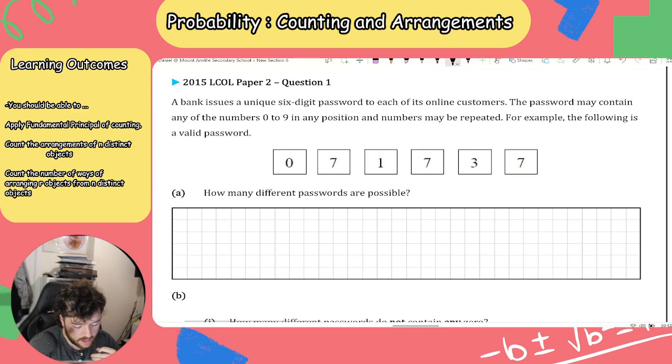Let's look at this one now. This is from the 2015 Leaving Cert level paper. A bank issues a unique 6-digit password to each of its online customers. The password may contain any of the numbers 0 to 9 in any position, and the numbers may be repeated.